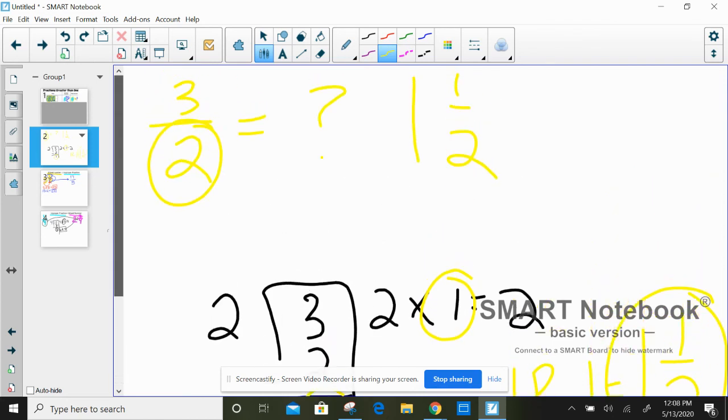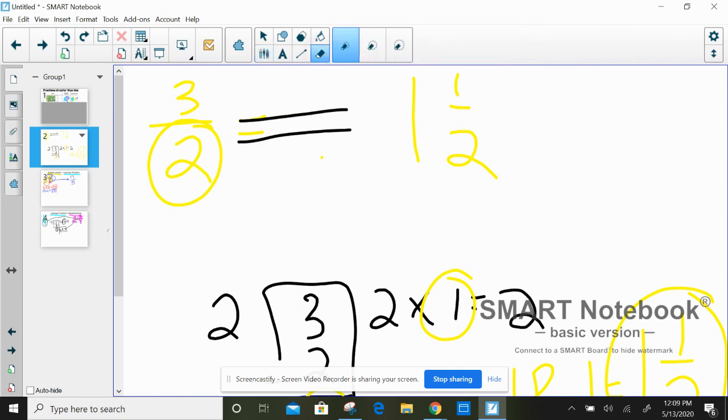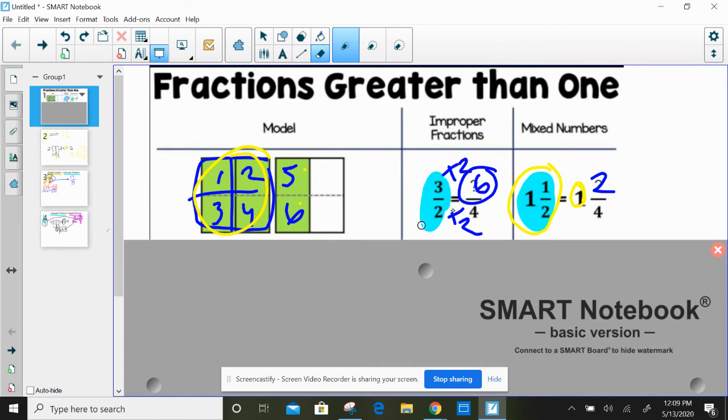Denominator here is 2. So the answer here would be 1 and 1/2. Okay, let's see. Do we get that? It is equal. Look at that, guys. 3 over 2 is equal to 1 and 1/2. Okay? 3 over 2 is equal to 1 and 1/2.